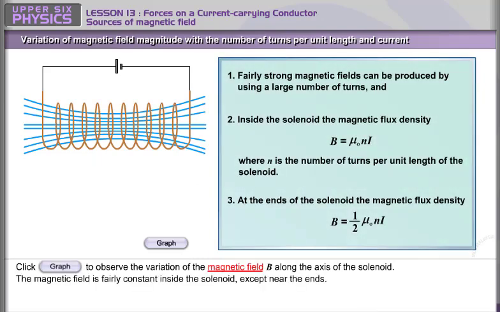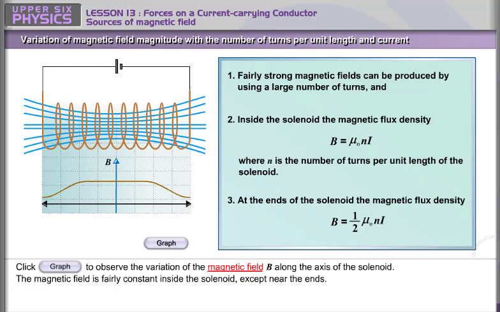Click the Graph button to observe the variation of the magnetic field B along the axis of the solenoid. The magnetic field is fairly constant inside the solenoid, except near the ends.